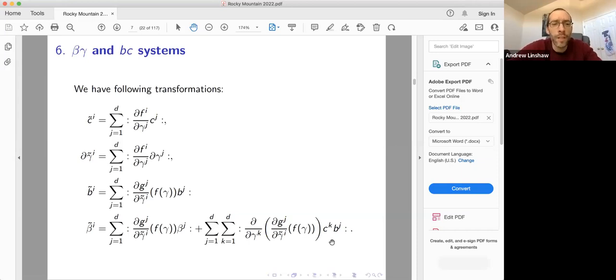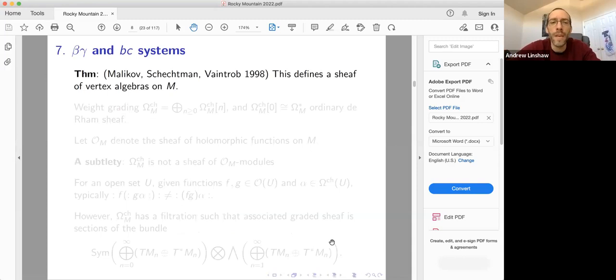Okay, so these are how they transform, and the main theorem of Malikov, Schechtman, and Vaintrob, from the paper where they introduced this structure, is that this change of variables induces a homomorphism of vertex algebras. If you write down OPEs of these, it's the same. And this is compatible with compositions, so this defines a sheaf of vertex algebras on M. And this sheaf has a conformal weight grading. So that Virasoro element that I wrote down before is a Virasoro element here. At least it gives you this grading.